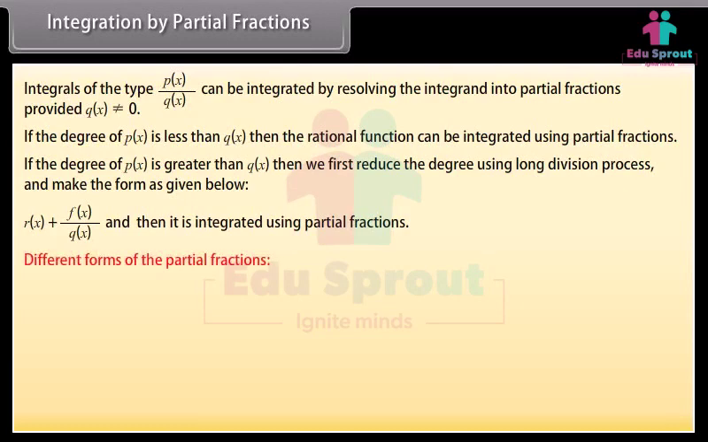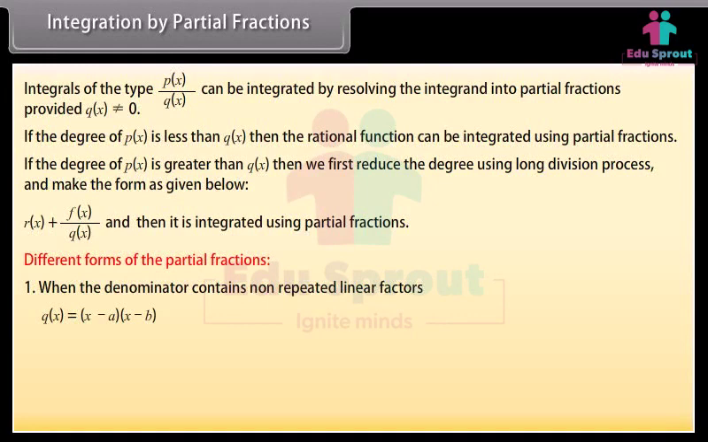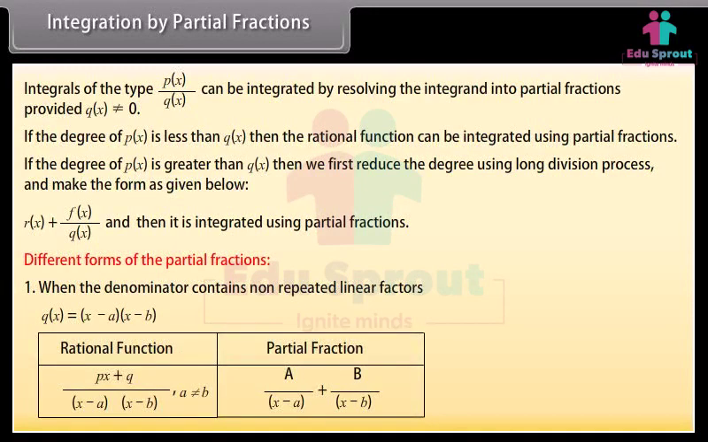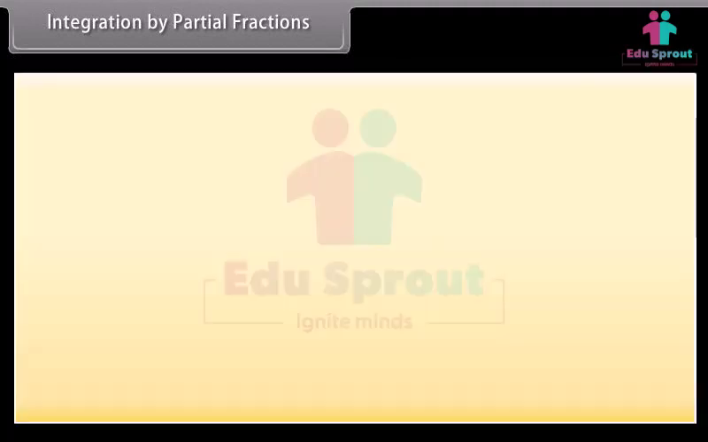Different forms of the partial fractions. 1. When the denominator contains non-repeated linear factors. Q(x) is equal to (x minus a) into (x minus b). If the rational function is (px plus q) by (x minus a) into (x minus b), then its partial fraction is A upon (x minus a) plus B upon (x minus b). 2.